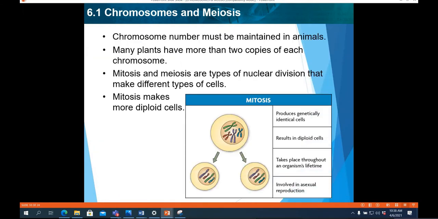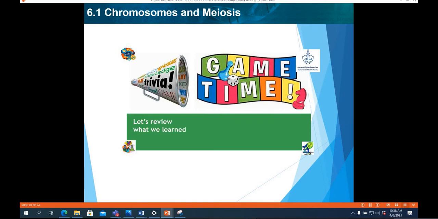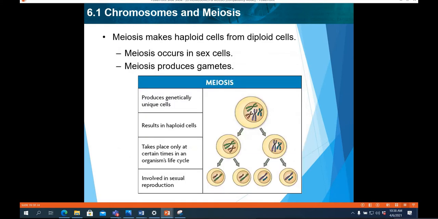So here you can see the facts involved in the process of mitosis. It produces genetically identical cells, results in diploid cells, takes place throughout an organism's lifetime, and is involved in asexual reproduction. Whereas meiosis produces genetically unique cells, results in 4 haploid cells. It takes place only at certain times in an organism's life cycle, that is the fertile period, when the organism wants to reproduce, and it is involved in sexual reproduction.